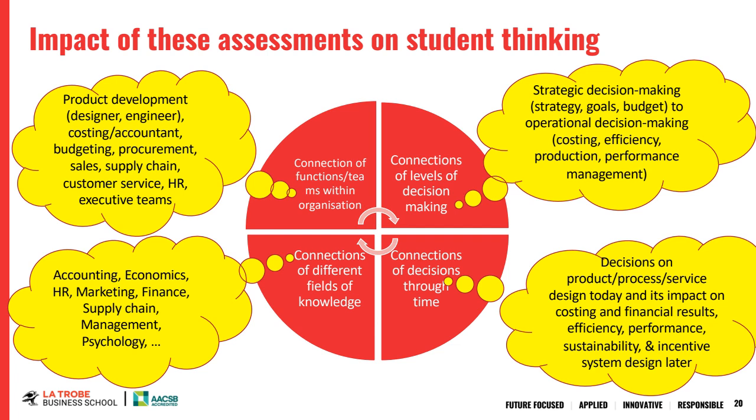And then they can also see the connection between the different levels of decision making. They can see that the way the mission and the vision are set up influences the strategy of the organization, and the strategy goals will influence the budget, and that budget will influence what is going to be done, what is not going to be done, which assets are going to be purchased, who is going to be recruited, and it will influence the costing, efficiency, production, performance management later on. So it's a more operational level.